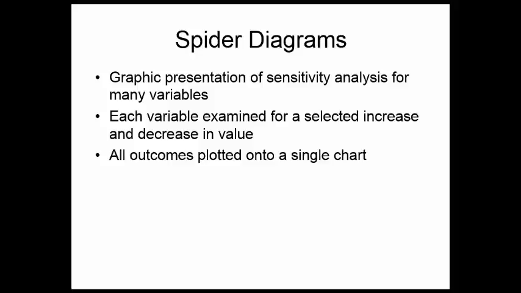Each variable is examined for an increase and decrease in value, but the increase and decrease is worked out as a percentage, either growth or reduction. And in that way, regardless of whether the variable is itself a percentage or a dollar figure or whatever, the optimistic and pessimistic ends of the possibilities will be in a number of different types of units. By reducing them all to a percentage increase or decrease, all of those percentage increases and decreases are able to be expressed on a single x-axis. And so all of the outcomes can be plotted onto a single chart.